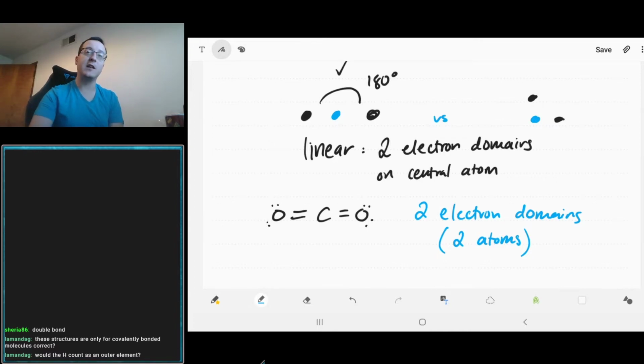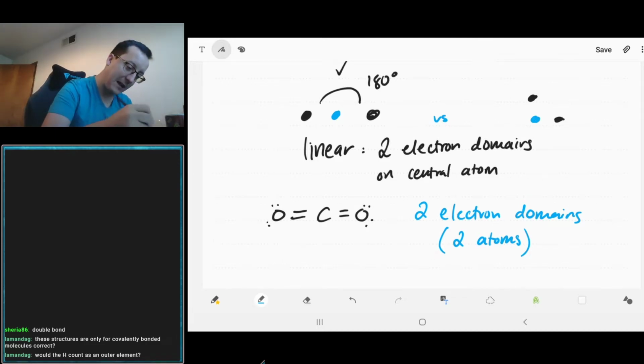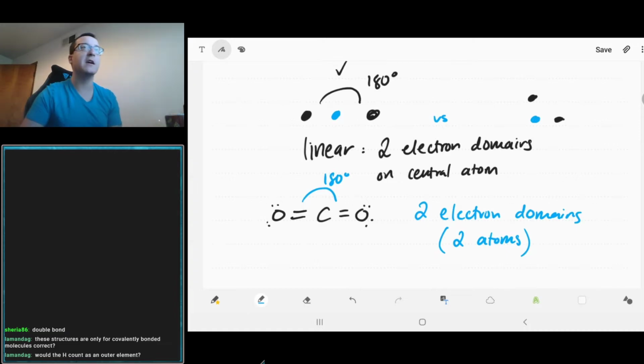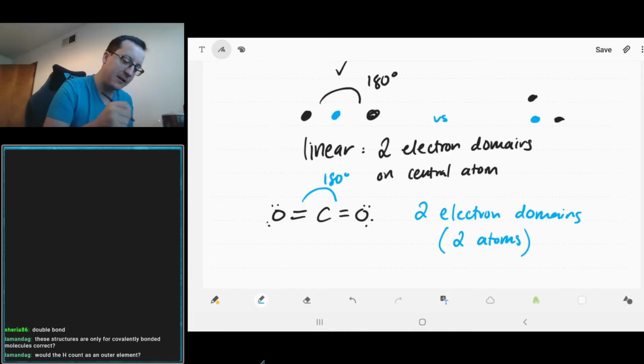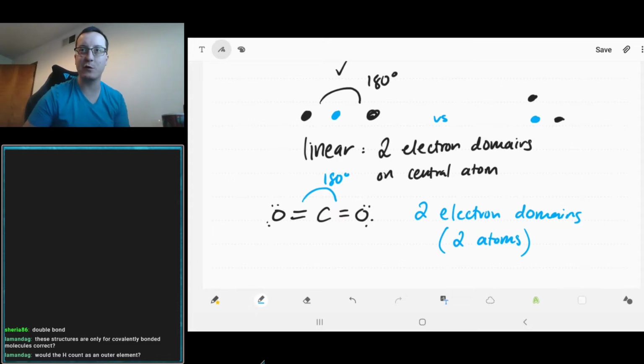The oxygens do not want to be next to other oxygens, so they are going to stay as far from each other as possible. And so again, that angle in between them is going to be 180 degrees. And that angle that I'm talking about is between the oxygen atom, the carbon, and the other oxygen atom. They're just in a line, so of course it's going to be 180 degrees.